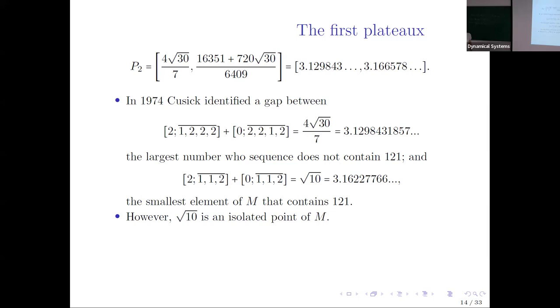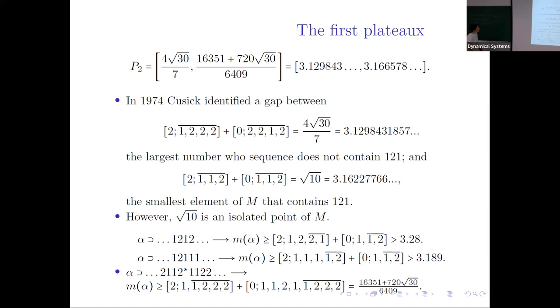And when we reasonably ask why the square root of 10 is an isolated point in the spectrum, here again we need to play with the sequences a little bit further. So, in some sense, we assume that we have a subsequence of 1 to 1, then what can happen afterwards? Well, you can add 2 afterwards, and if you add 2 after your subsequence of 1 to 1, then your Markov number has to be at least 3.28, and then okay, so 3.28, this is 3.16, can we get smaller maybe? Then okay, let's not add 2, then we just add 1, maybe another 1.